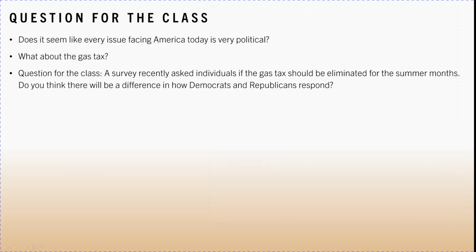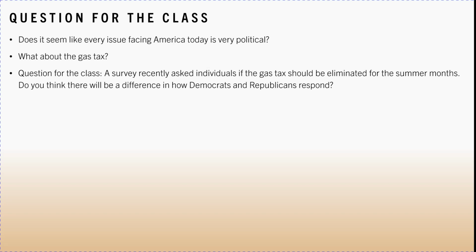All right, so I'm going to set this up with an example. Does it seem like every issue facing America today is very, very political? It's like we can't agree on anything, depending on which political party you belong to. But what about the gas tax? A survey recently asked individuals if the gas tax should be eliminated for the summer months. Most people drive more in the summer, so it would make driving cheaper.